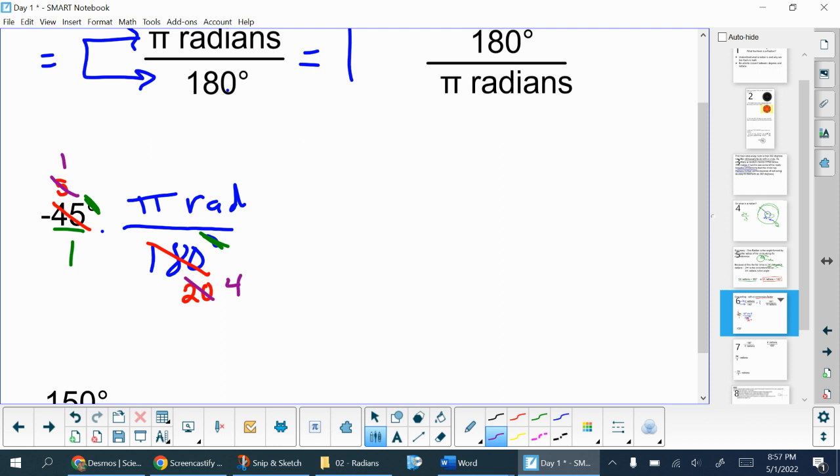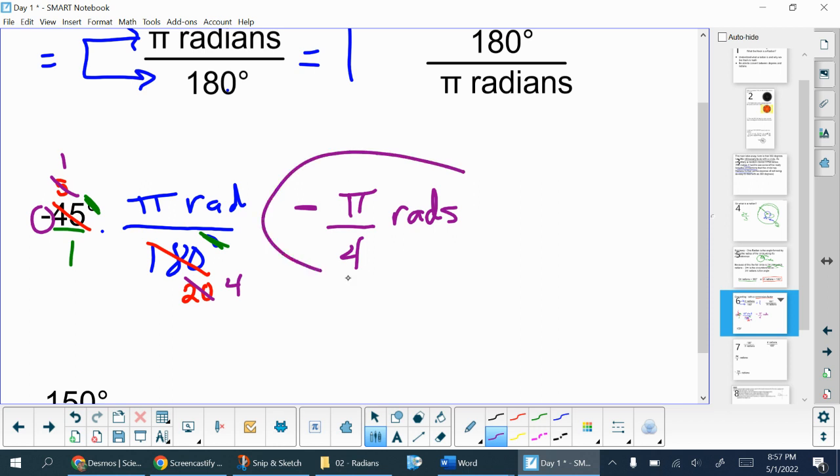And now, since I'm just multiplying straight across, remember, this is just equal to 1. So I can multiply these, not changing the actual value. So 1 times pi radians is pi. 1 times 4 is over 4. And so I get pi over 4. And now I'm in radians. The degrees symbol canceled out. Don't forget the negative sign. That's important. That was negative 45 degrees.